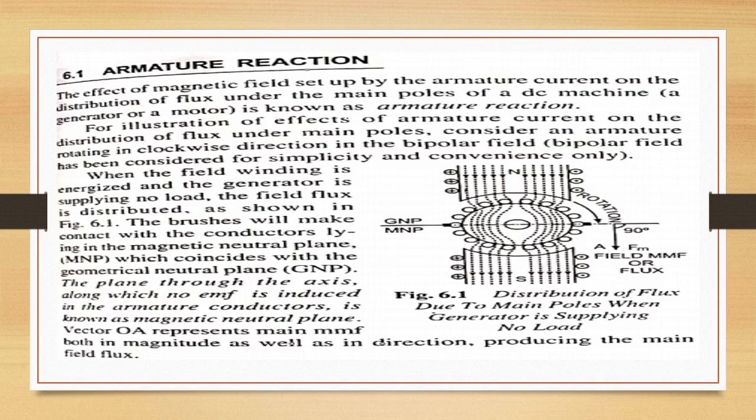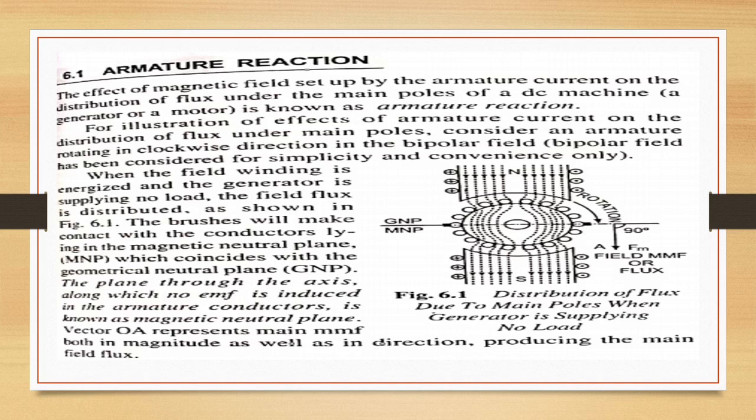So for illustration of the effects of armature current on the distribution of flux under main poles, let us consider an armature rotating in clockwise direction in a bipolar field. We are considering a bipolar field for convenience. So only two poles are there, so we can see its effect easily.